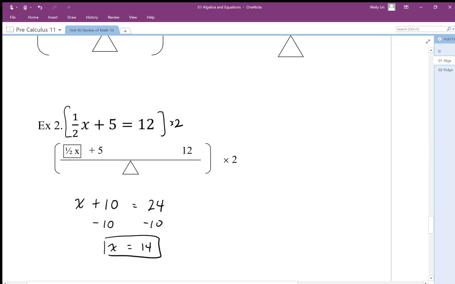And we can see that it works by plugging it back in. Half an x is 7, plus 5 balances 12. That's perfectly correct.